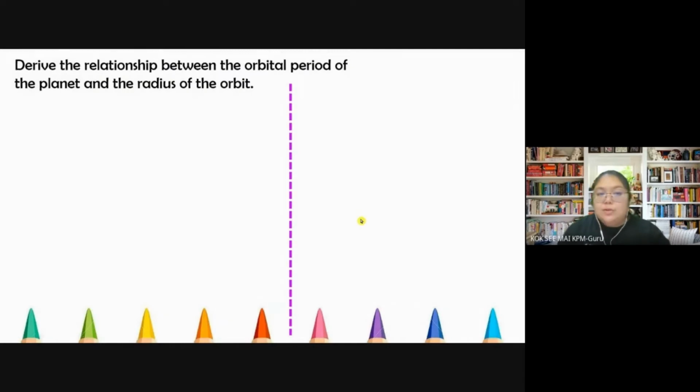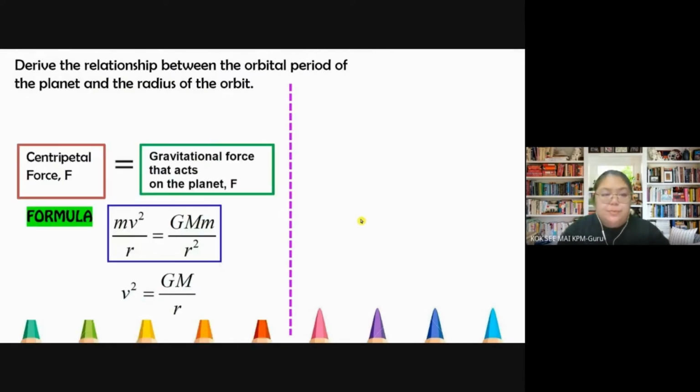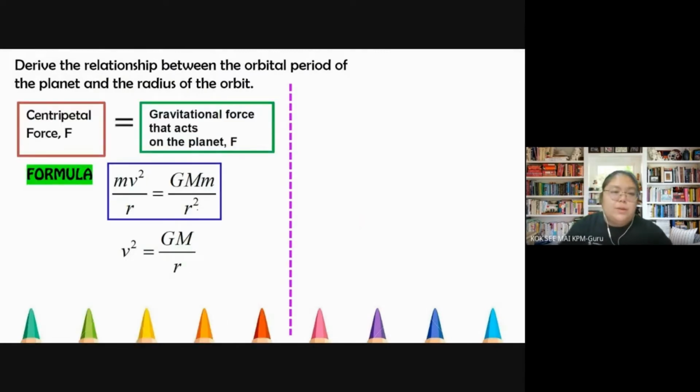Okay, so now we go to derive the relationship. Remember the first one: centripetal force and gravitational force are equal. So we put the formula: mv squared over r equals G capital M small m over r squared. Small m is a planet, capital M is the sun, and r is the radius.